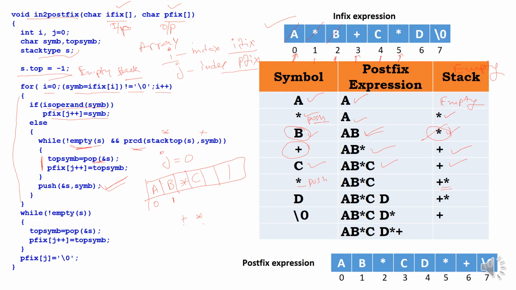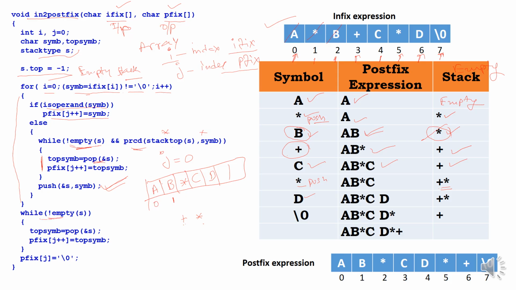Then read the next character D. Is it an operand? Yes, it is an operand. Just add it to the postfix expression. Then once again read the next character, backslash 0. If the symbol you read is not backslash 0, perform this process. Otherwise, the first statement will be terminated.